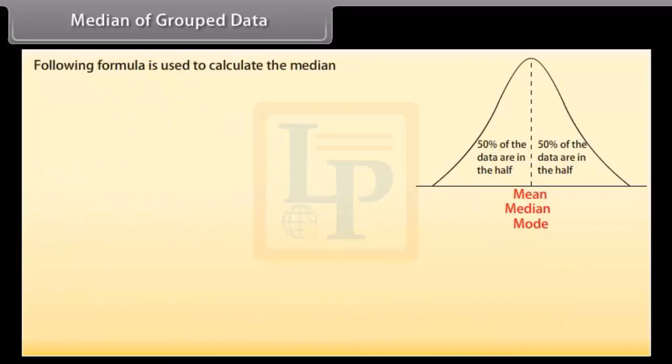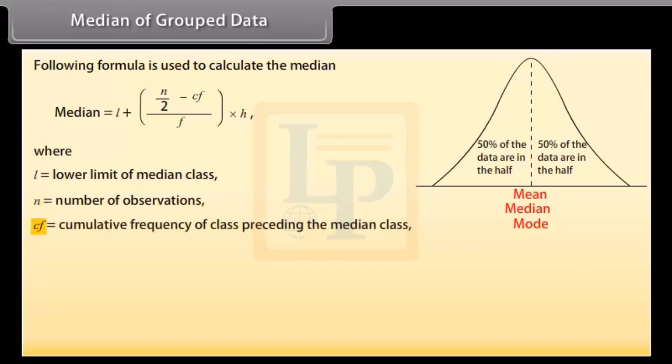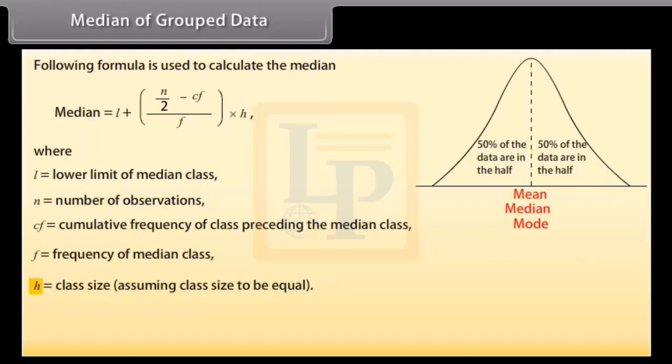Following formula is used to calculate the median. Median equals L plus ((n by 2 minus CF) divided by F) multiplied by H, where L is equal to lower limit of median class, n equals number of observations, CF equals cumulative frequency of class preceding the median class, F equals frequency of median class, H equals class size, assuming class size to be equal.